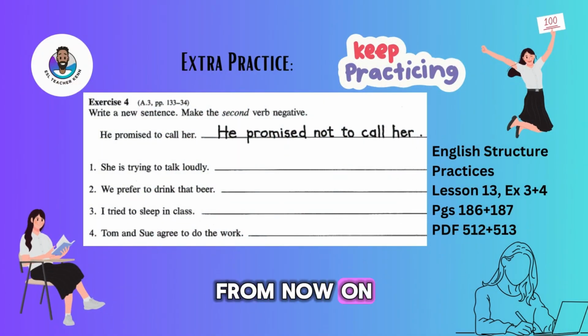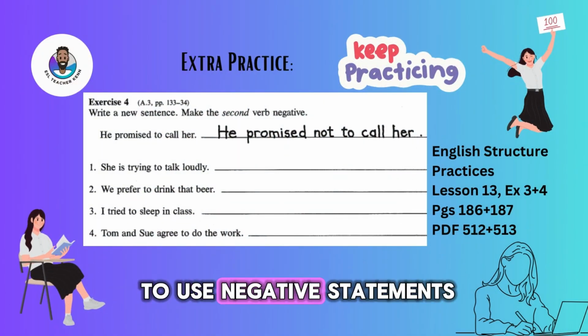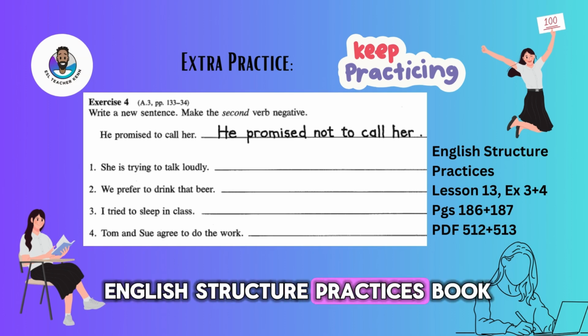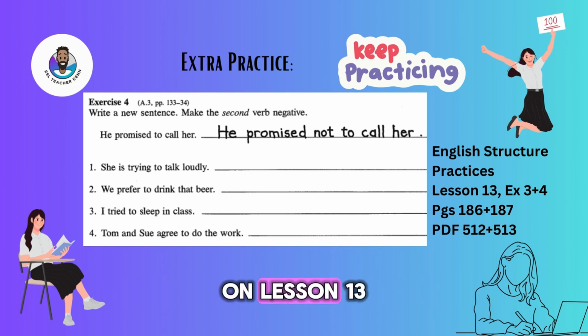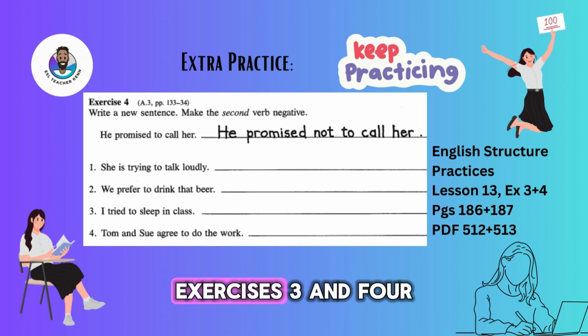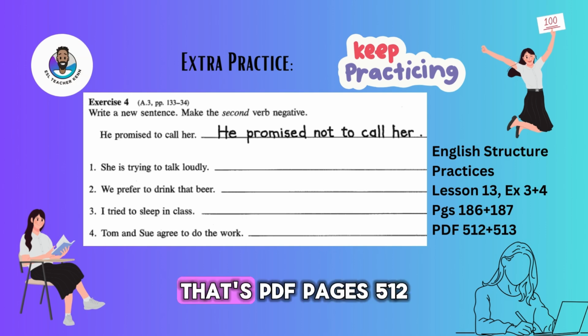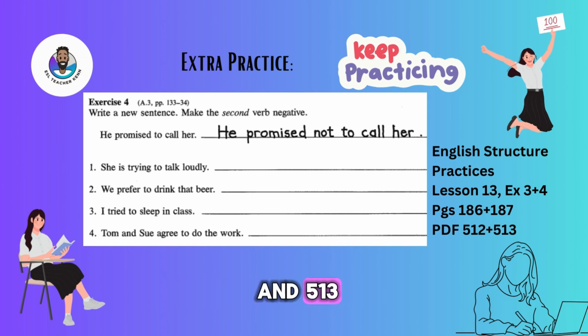From now on, you should be able to use negative statements more accurately. For extra practice, you can check our English Structure Practices book on Lesson 13, Exercises 3 and 4, pages 186 and 187. That's PDF pages 512 and 513.